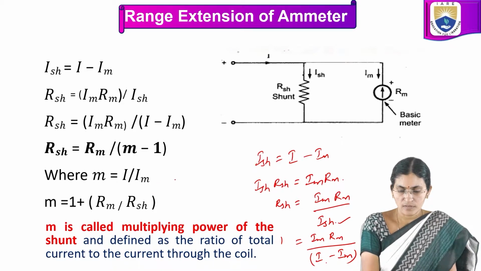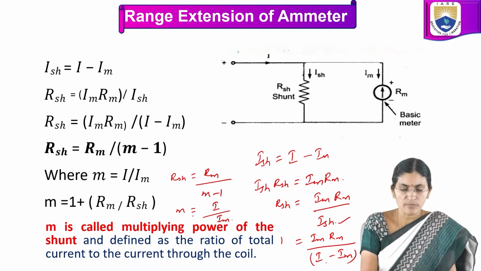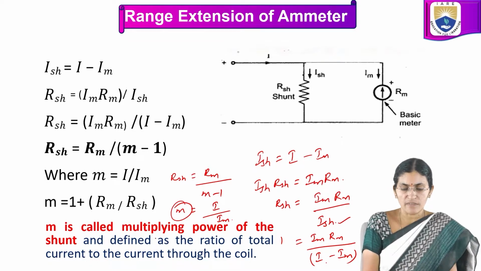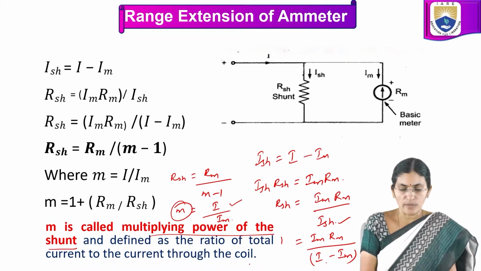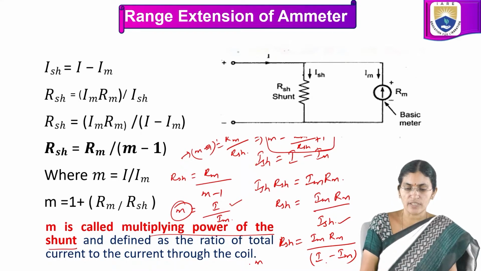Therefore, RSH can be written as Rm by (m minus 1), where m is equal to I by Im. This m is called as multiplying factor or multiplying power of the shunt. It is defined as the ratio of total current to the current through the coil. From this relation we can write m minus 1 is equal to Rm by RSH. So m is equal to Rm by RSH plus 1. This is the other relation which you can write for m.